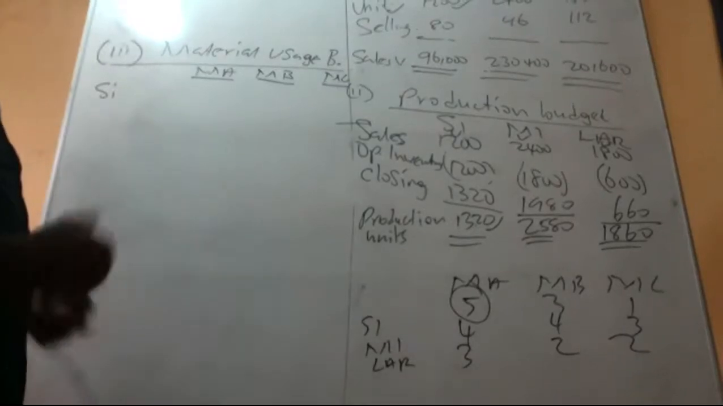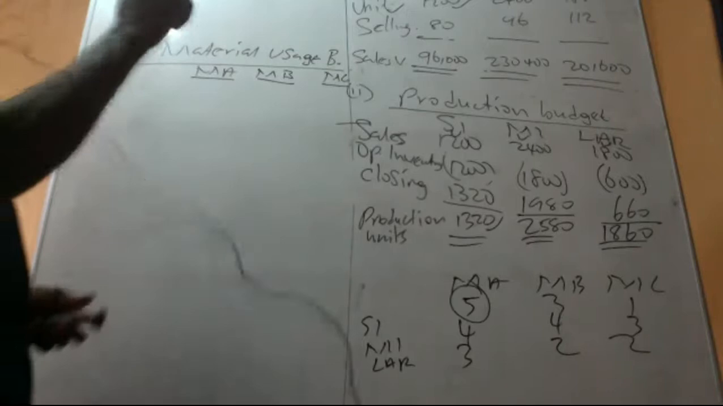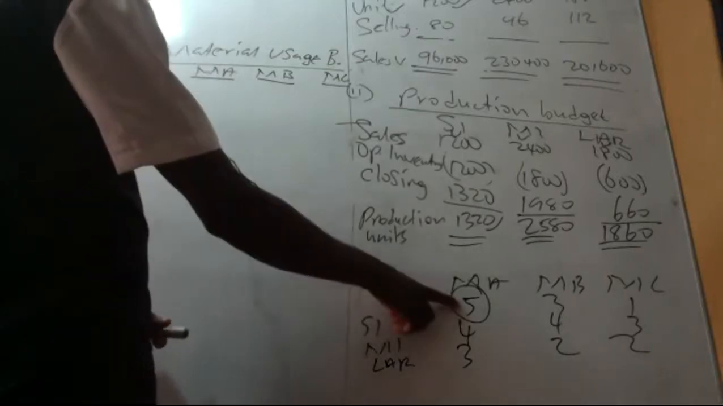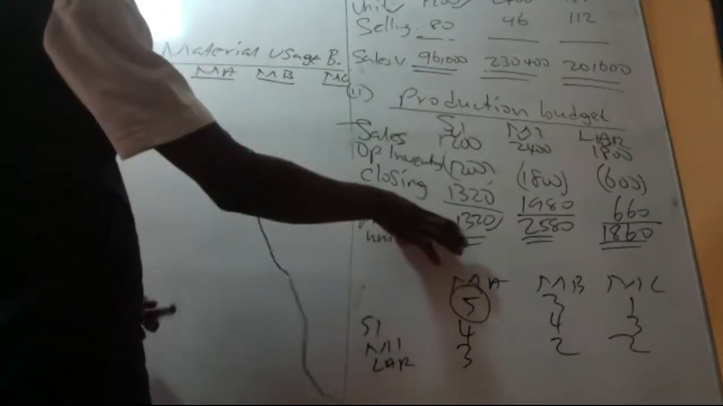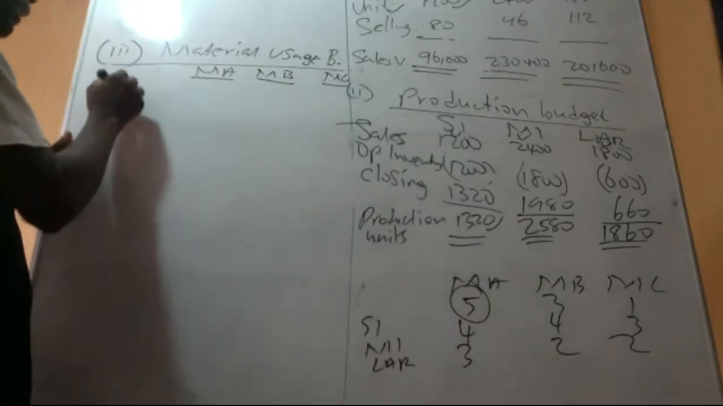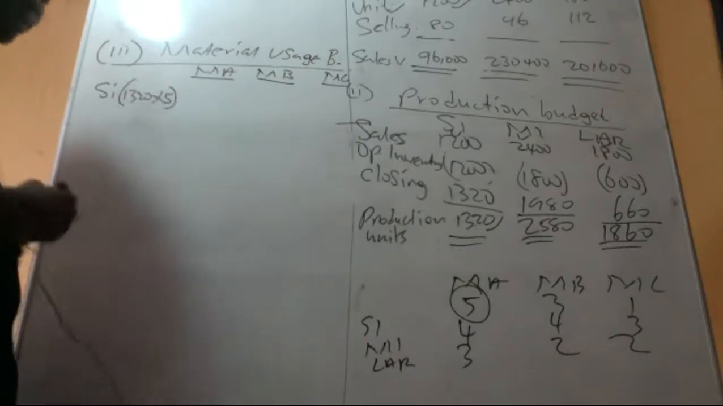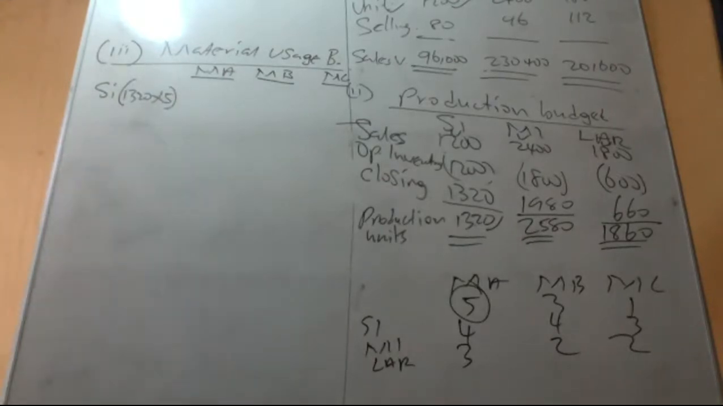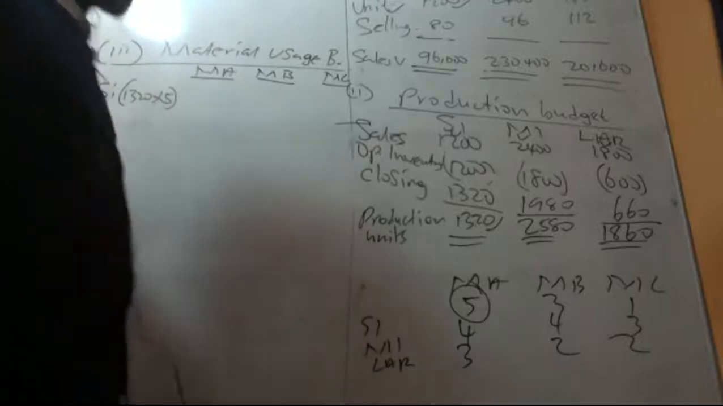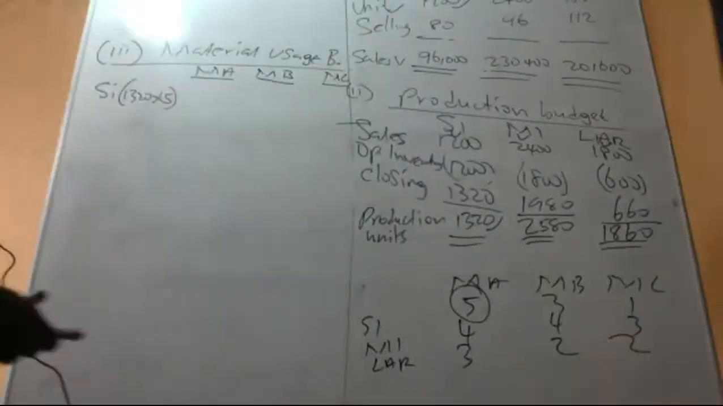What will be the quantities of material that I'll probably have to mix? So each unit of SI, I need 5 of MA. Now I'm going to produce 1,320. So it will be what? The 1,320 multiplied by 5, because each unit requires 5, and I'm going to produce 1,320. So in total, what will be the material usage?